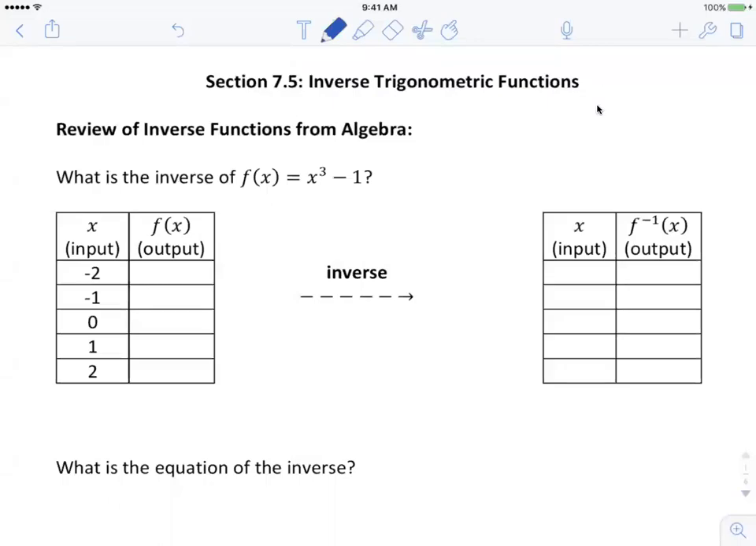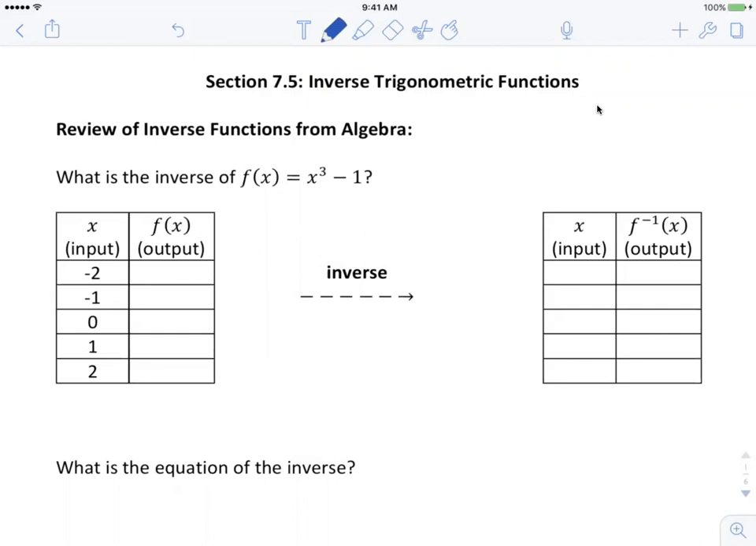Hey class, Mr. H here, going to try some 7.5 inverse trig functions. A good place to start on that is some algebra, just a little review of inverses, and then we'll link that to the trig functions. So what is the inverse of this function? f of x equals x cubed minus 1.